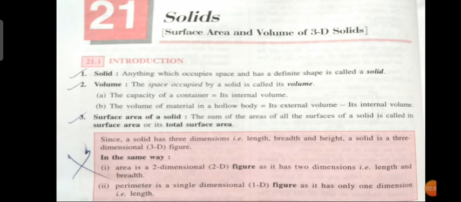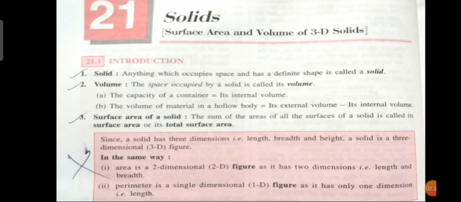So solids, surface area and volume of three-dimensional solids. 3D means three-dimensional solids. So what is three-dimensional? Three-dimensional means it has three dimensions, which are length, breadth and height. Okay, that's the three dimensions for three-dimensional solids.